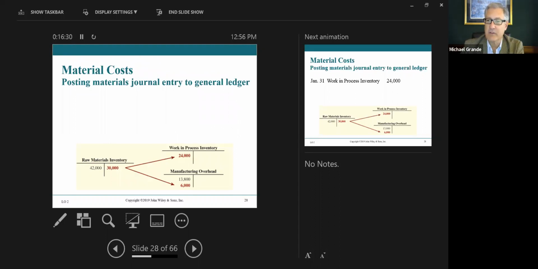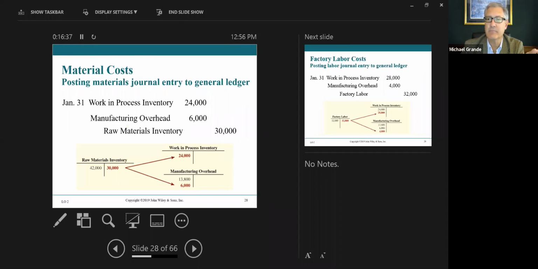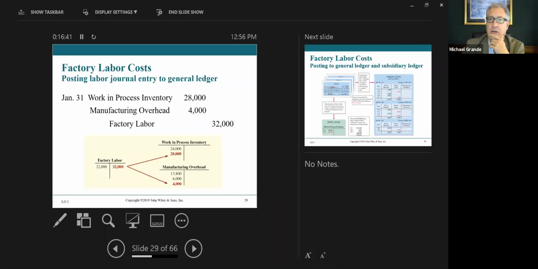This is posting of materials. Posting materials journal entry. Here's the posting of labor. Again, work in process: the debits in work in process are direct material, direct labor, and manufacturing overhead applied. The debits into manufacturing overhead are indirect materials, indirect labor, and other factory costs.